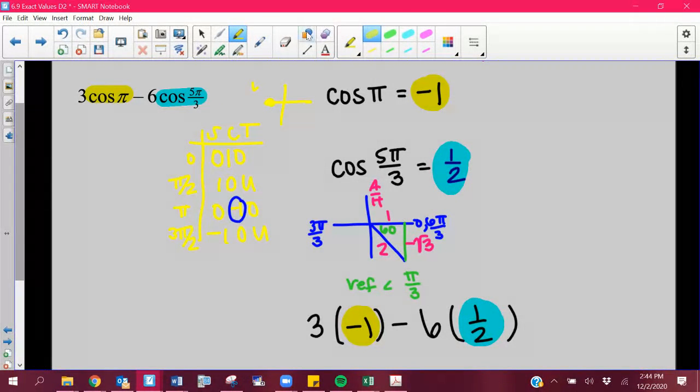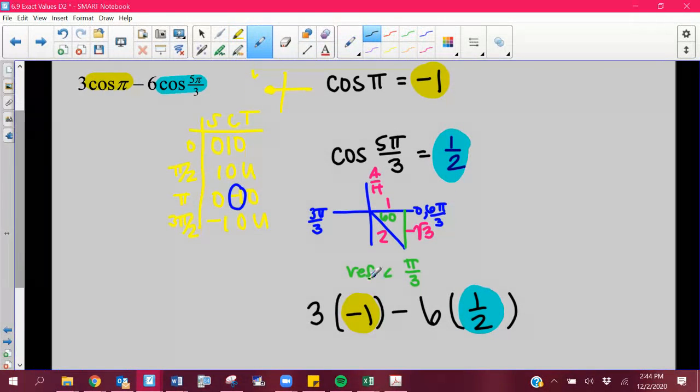And now this is just a normal algebraic expression that I can simplify down. That's going to be -3 using PEMDAS. And then 6 times 1/2 is also 3. So 3 minus 3 is -6. So again, take these problems piece by piece, combine them together in the end.